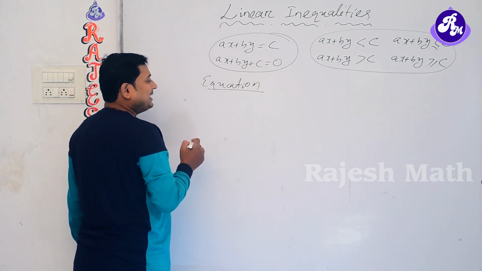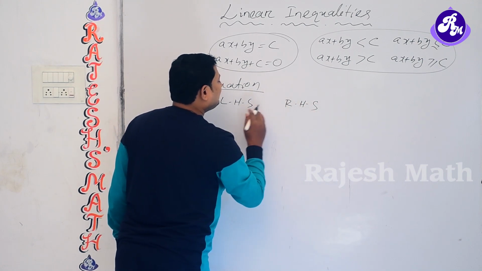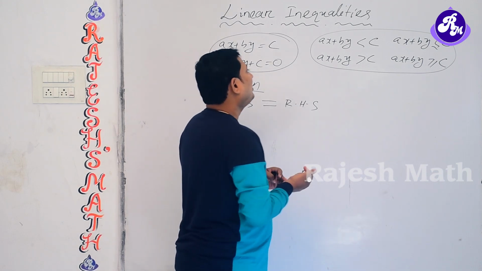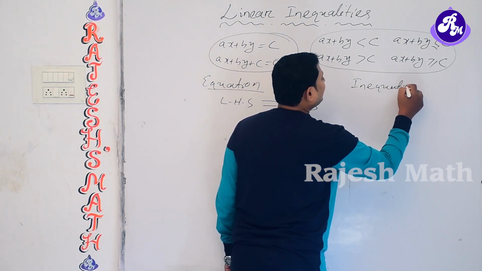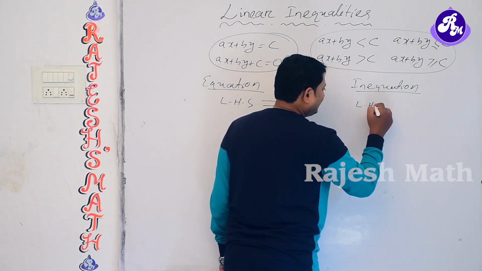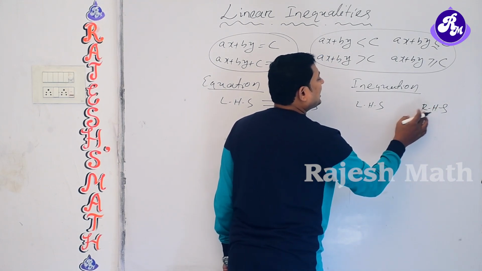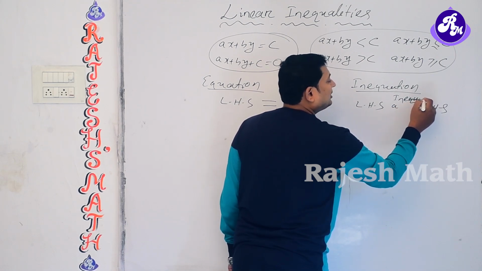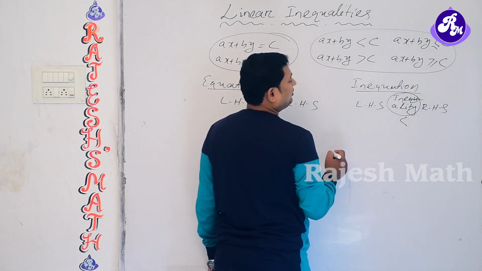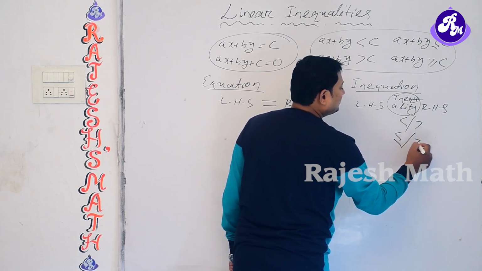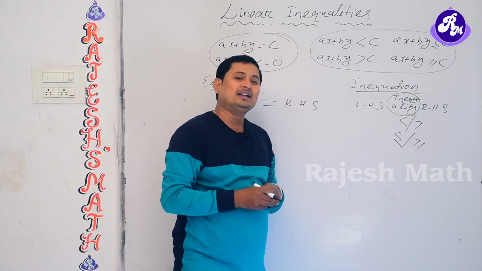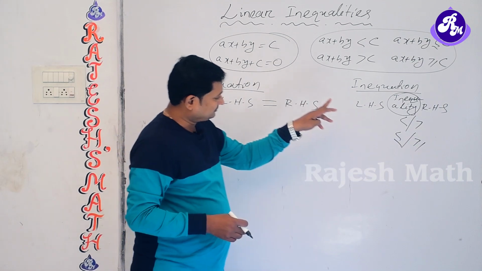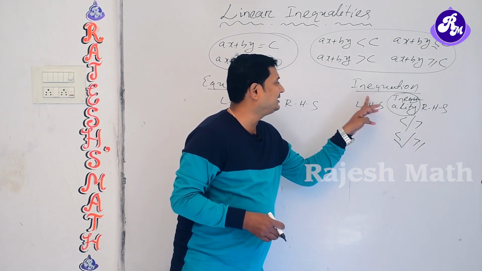An expression that contains LHS and RHS, and in between LHS and RHS, if we put an equals to sign, then that is called an equation. Then what is an inequation? If an expression contains LHS and RHS, and in between them the sign of inequality is present, that is, less than, greater than, less than or equal to, or greater than or equal to, then that expression is said to be an inequation. If an equals to sign is present, then that is called an equation. If the signs of inequalities are present in an expression, then it is called an inequation.